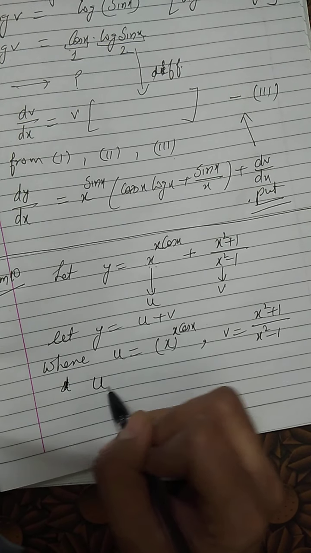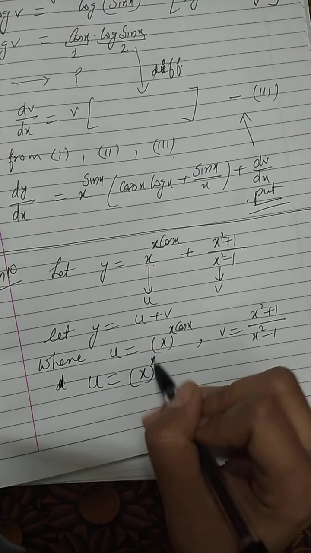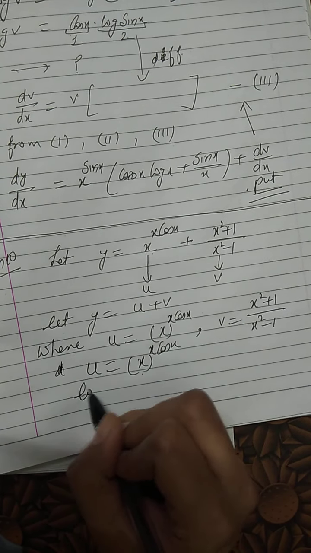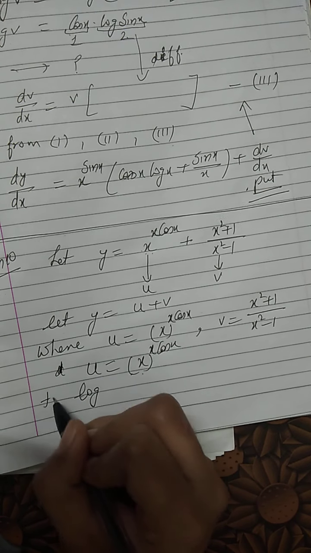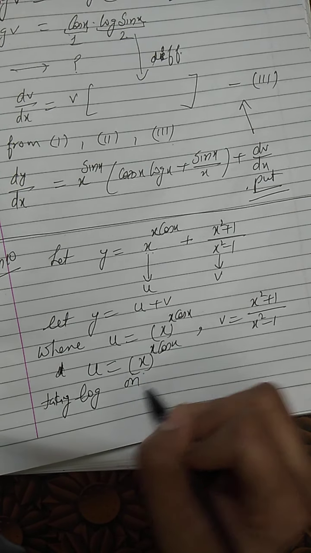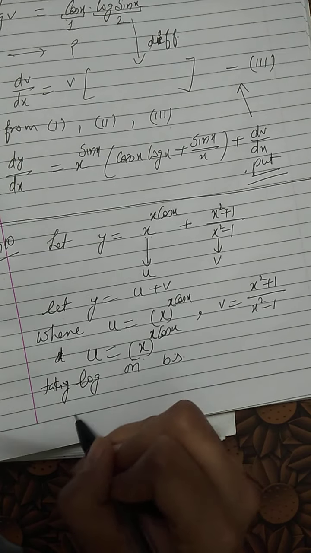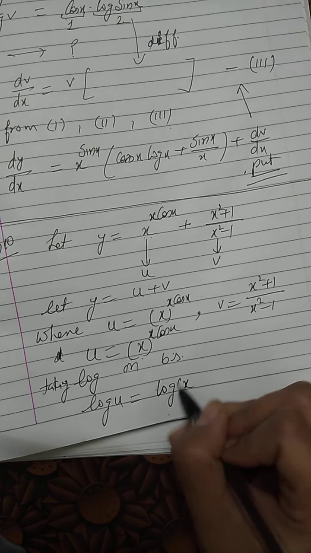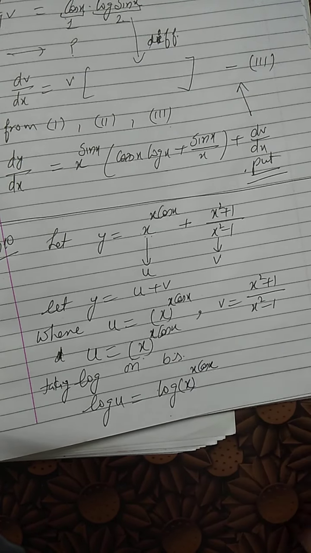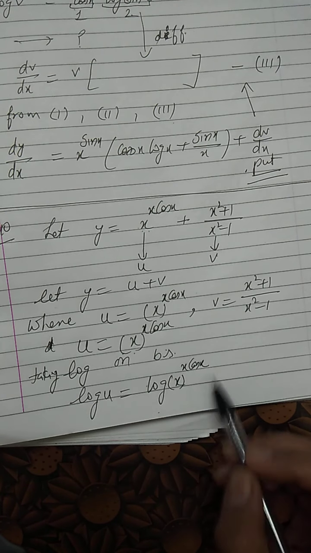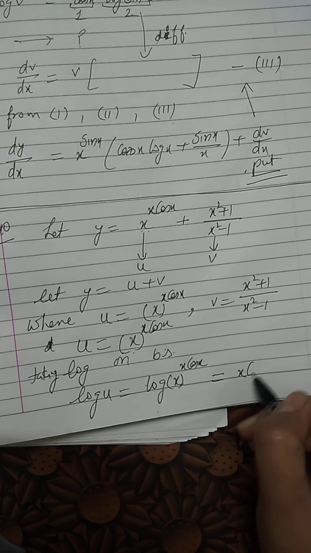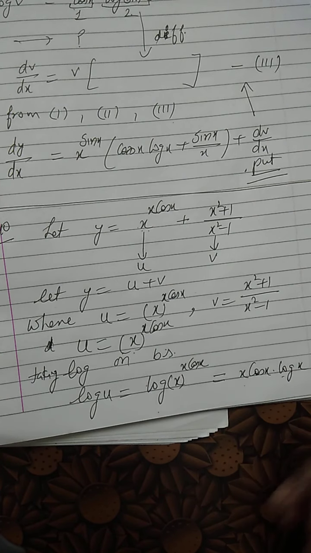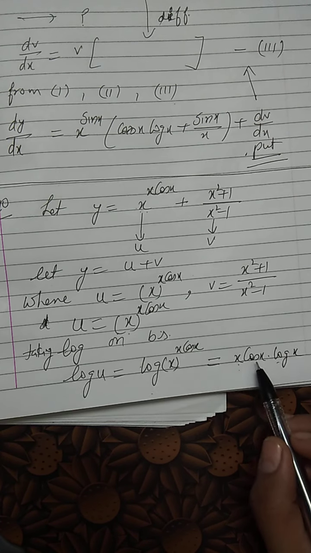First of all we will consider u. It is x raised to power x cos x. So what we will do, since we have a variable power function, we will take log on both sides, right? And we are getting log u is equal to log x raised to power x cos x. Okay, so here x cos x will come in front of log x. So the whole power x cos x will come in front. So we have x cos x log x.